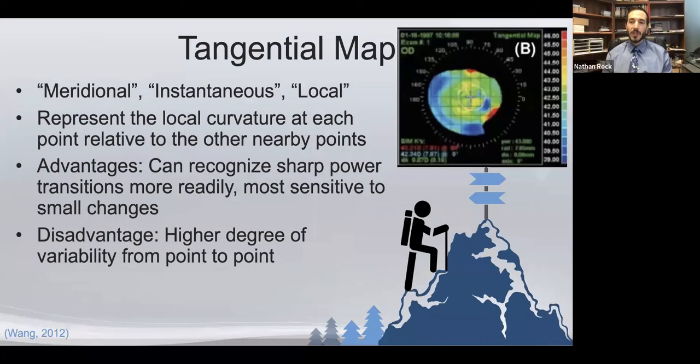So this could be a patient with epithelial basement membrane dystrophy or something along that lines. Tangential maps are often called meridional, instantaneous, or local. They represent the local curve at each point relative to the other points. The advantage of these is they can recognize sharp power transitions, and they're more sensitive to small changes. The disadvantage is there's a higher degree of variability from point to point. I'm going to try to put this in more easy to understand terms in a few slides.